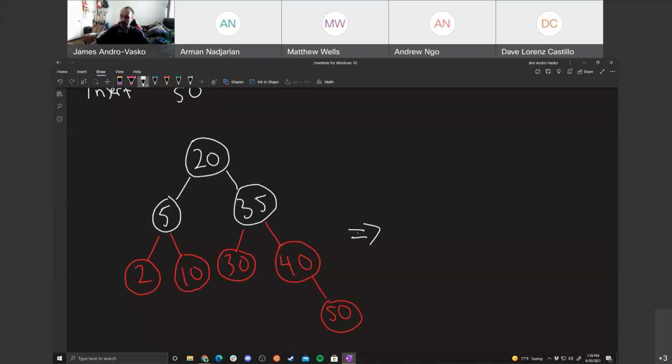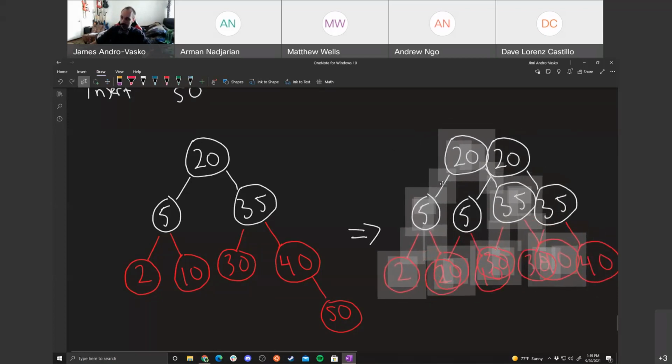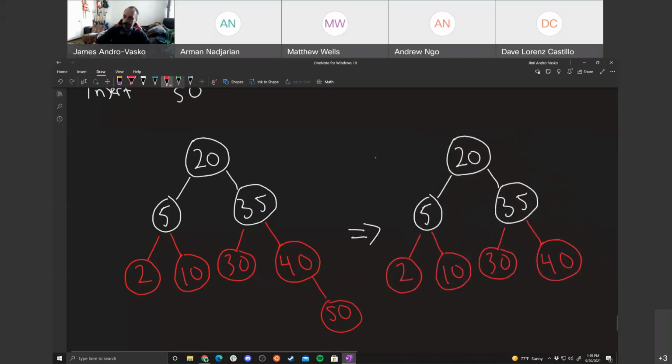So I'm going to maybe copy and paste this again. 50 over here. Well, all I basically have to do is, since 35 is the grandparent and noticed that there's an issue, we're going to recolor 35 to be a red node. And we want to recolor 30 and 40 to be black nodes.